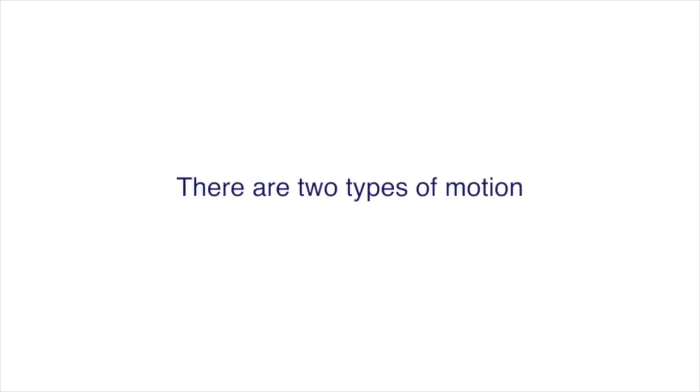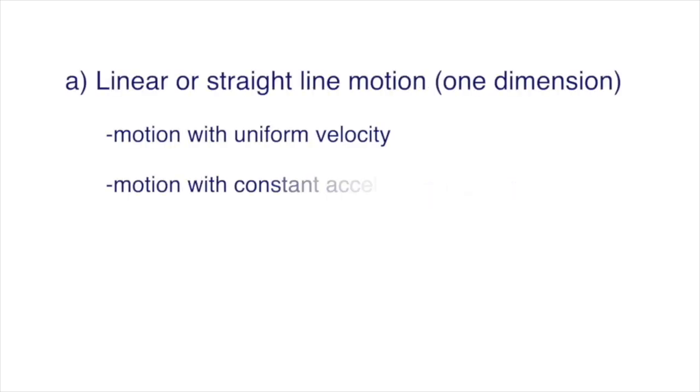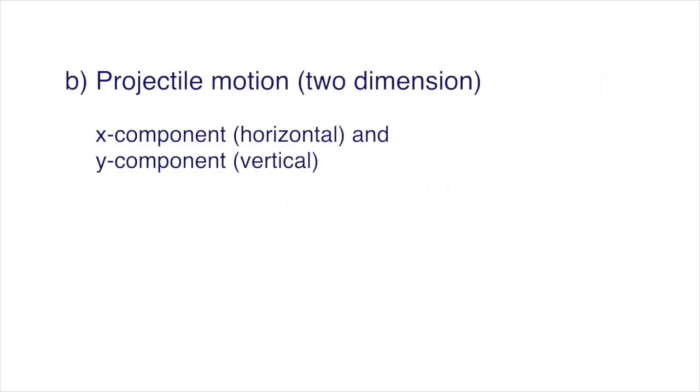There are two types of linear motion: motion in a straight line, or motion in one dimension, and the second type is motion in two dimensions. For example, projectile motion. Projectile motion we will discuss in the next video. In this video, we will discuss speed, velocity, and acceleration.